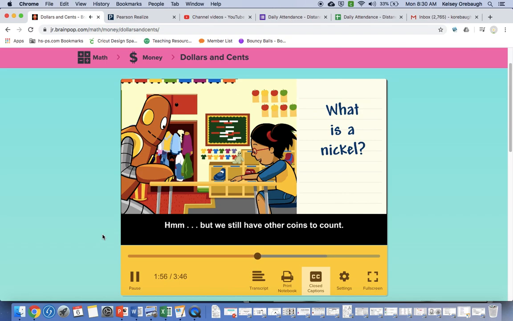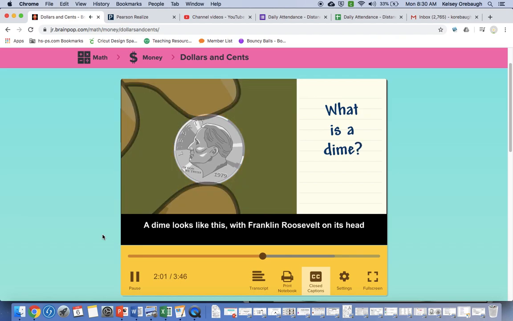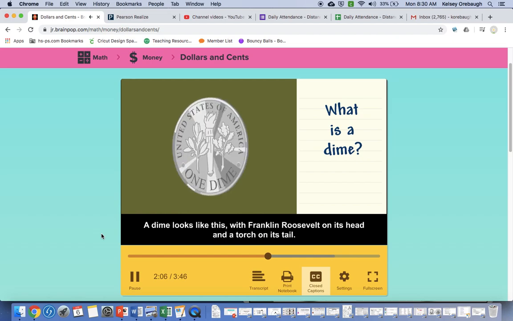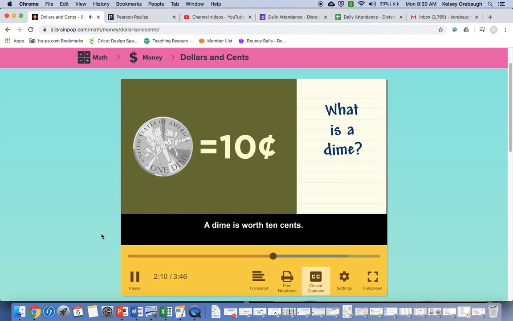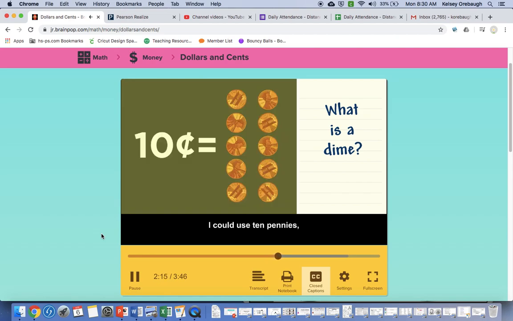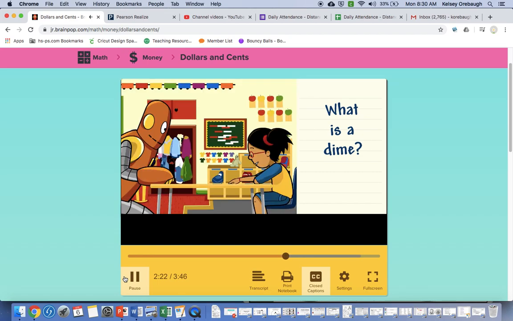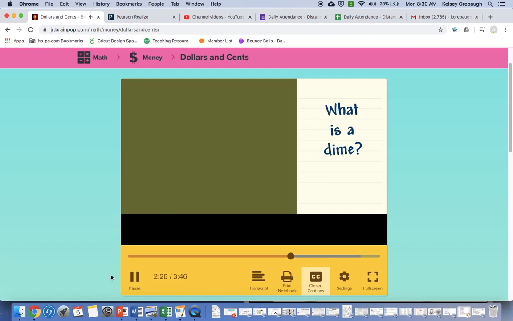But we still have other coins to count. What is a dime? A dime looks like this, with Franklin Roosevelt on its head and a torch on its tail. A dime is worth 10 cents. There's a lot of ways to make 10 cents. I could use 10 pennies, or I could use 2 nickels, or I could just use 1 dime. We can count by tens to figure out how much our dimes are worth. Let's see. We have 4 dimes.